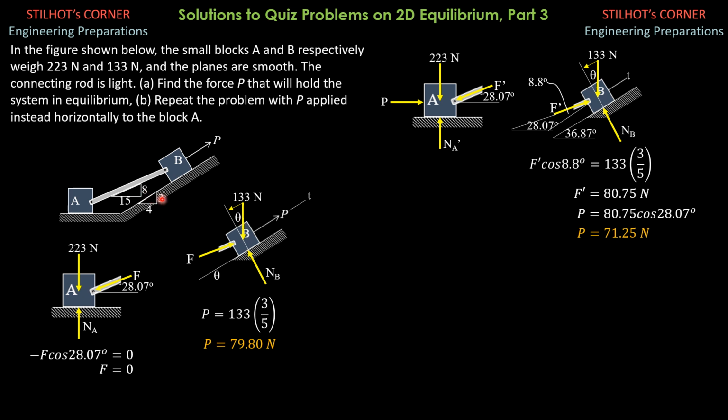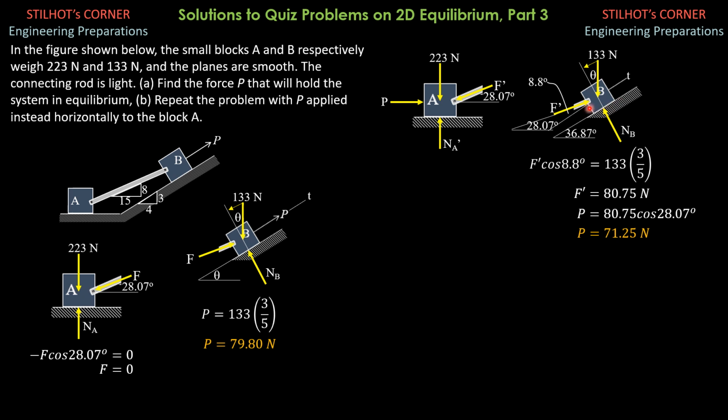Opposite of theta, 3, hypotenuse 5. So 133 times 3 over 5. From there, we can solve for P, 79.80 newtons. Then for part B, P is now applied horizontally at A. So this is now the free body diagram.